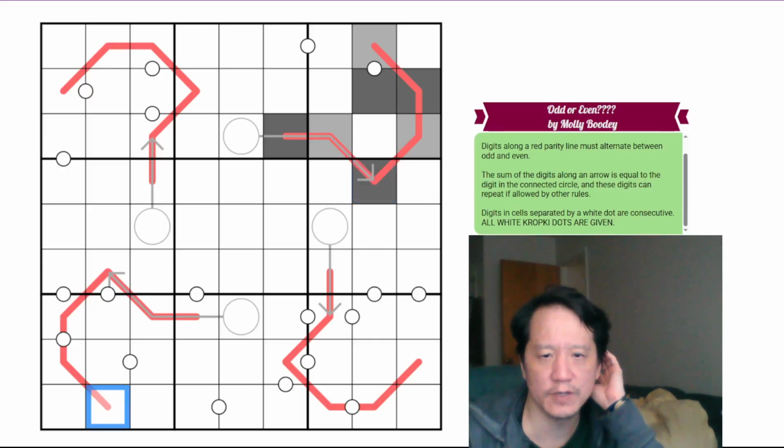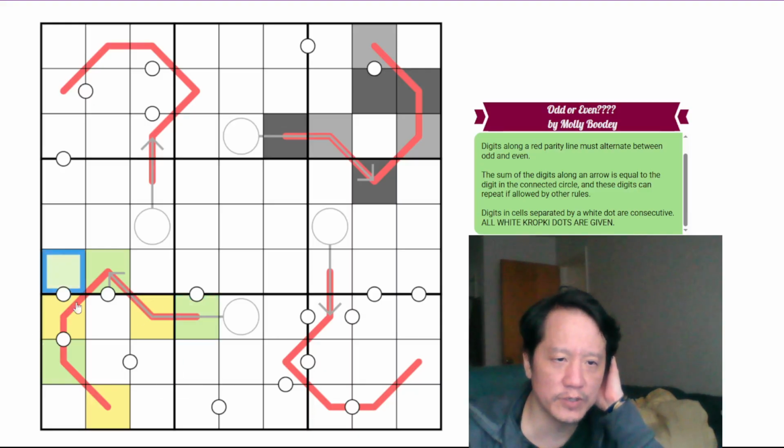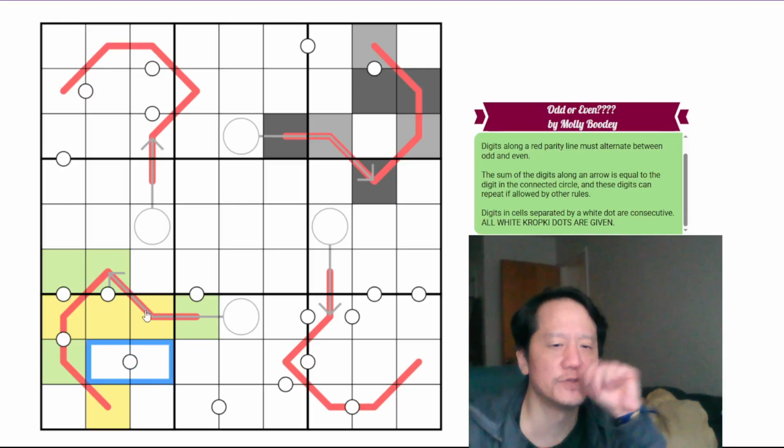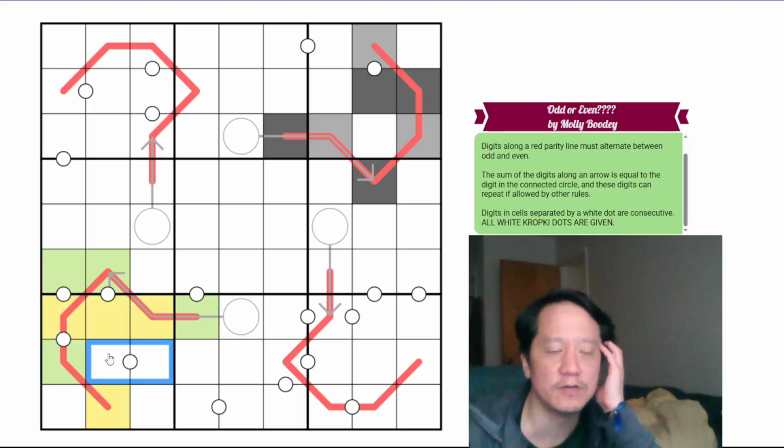This we can make yellow and green. Yellow, green, yellow, oops, not red. Yellow and green. That leaves this as green because it's consecutive. This as yellow because that's consecutive. And, okay, so this has to be in box 7. One of these is yellow, the other one's green.